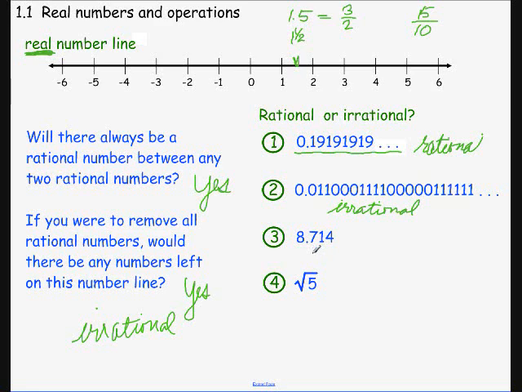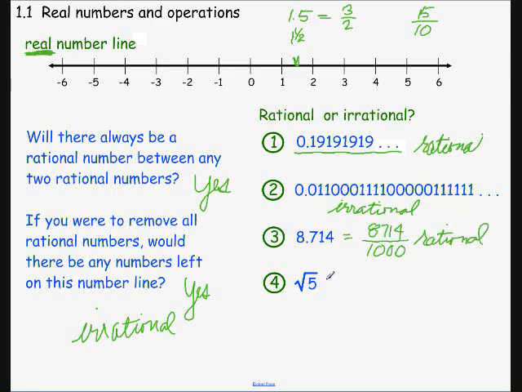How about this one? Well, there's no sign that this is going on and on. We know we could write this as 8714 over 1,000. This is rational. A rational number.